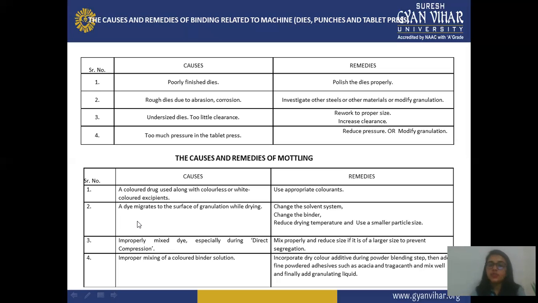And third is improperly mixed dye, especially during direct compression. In this, mix properly and reduce the size. If it is a larger size, this is to prevent segregation. Next is improper mixing of a color and binder. In this, encapsulate the dry color additive during powder blending, and then add fine powder adhesives such as acacia and tragacanth and mix well in the granulating liquid.